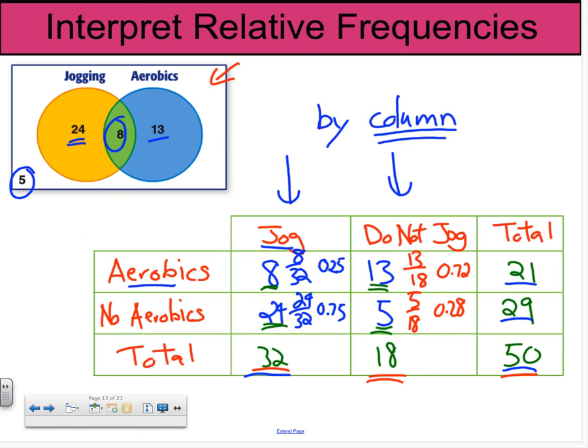So we figured out all of our relative frequencies by column. What did we determine? 25% of the people jog and do aerobics. 75% of people jog but do not do aerobics. 72% of the people do aerobics but do not jog. And 28% of the people do not jog and do not do aerobics. Hopefully that has been helpful. We have learned how to fill in a two-way table, and we have learned how to determine relative frequencies by row and also by column.